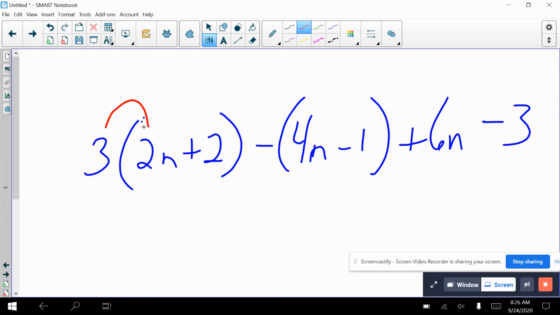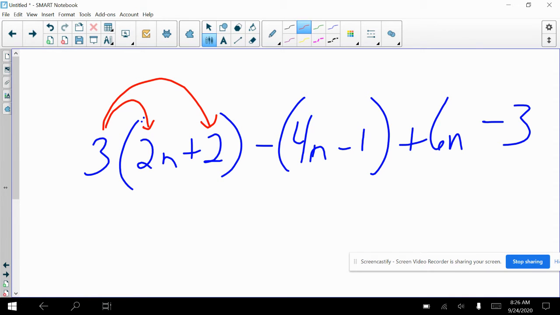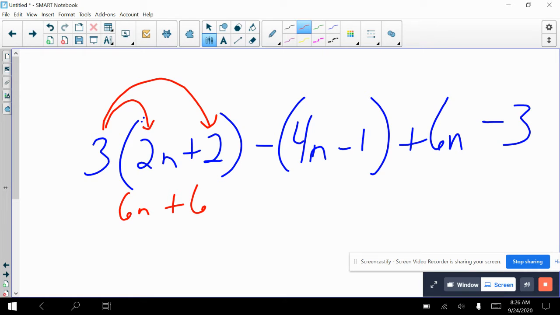Okay, so I have to do this. Right, so this is like a multi-step problem. One, you have to distribute using the distributive property, and then you have to combine like terms. So there's 2 concepts going on here, right? So when we multiply 3 times 2n, we get 6n. You agree? Okay, plus 6, right? 3 times 2. All right.